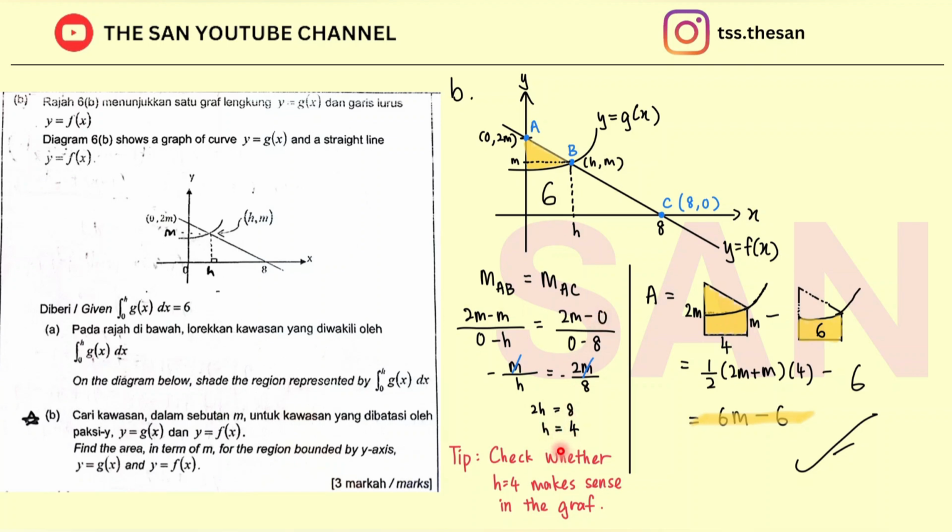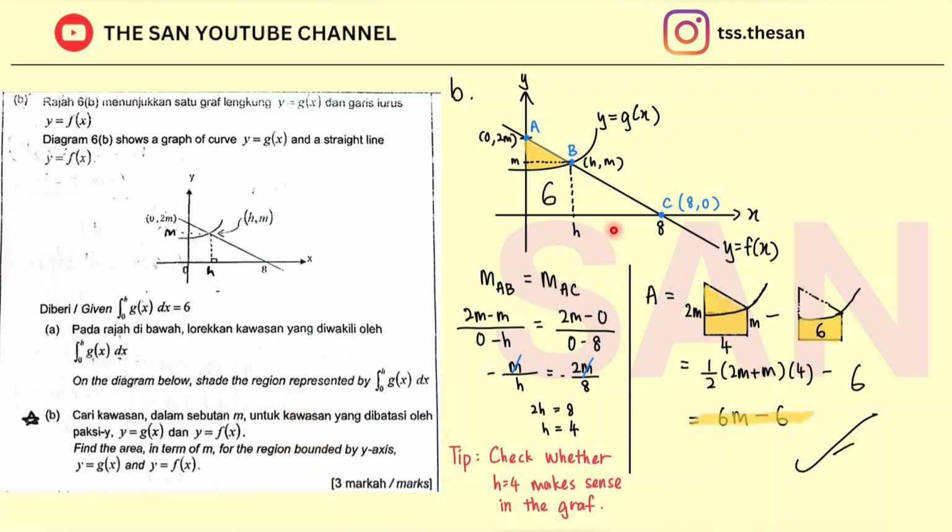After you have found the value of h, you can spend 1 second to quickly check whether this value makes sense in the graph. You see h is equal to 4, and here is 8, here is 4. That makes sense. If, let's say, you calculated h equals 10 and then you put it here, then you know something is wrong somewhere because it doesn't make sense.